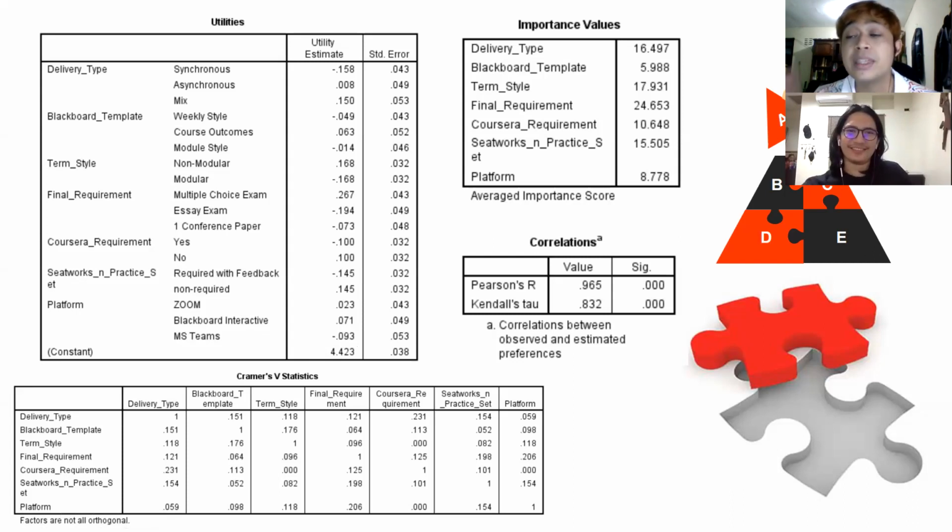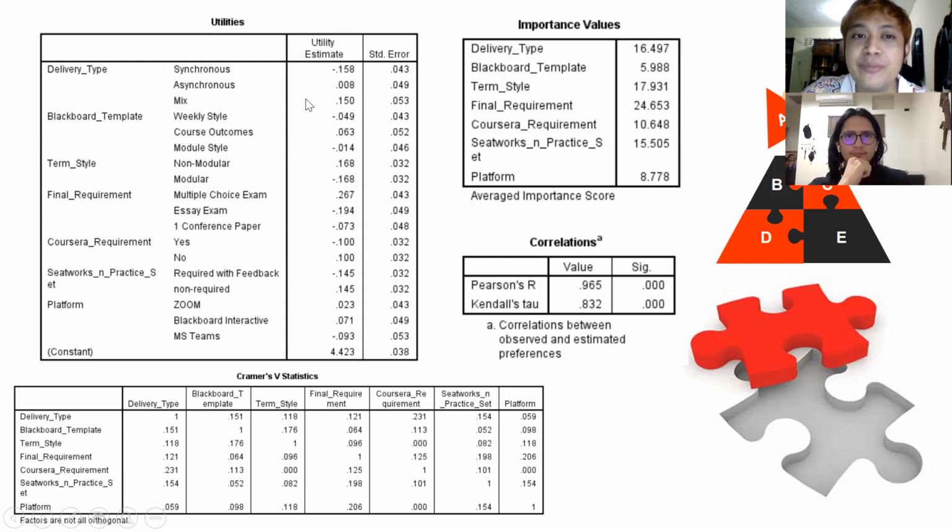Okay, then the least important is the Blackboard template. They don't care about the Blackboard template, and they like the course outcomes more, rather than the weekly style or the module style. Okay, but actually the one that Mapua chose at this moment is the weekly style. So it is the least liked. They don't like that one. They like the course outcomes, but anyway, this one is still the least important.